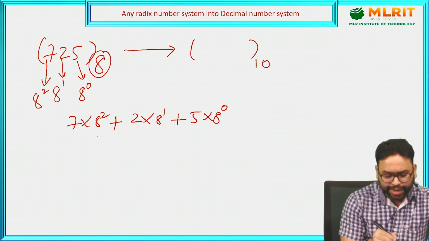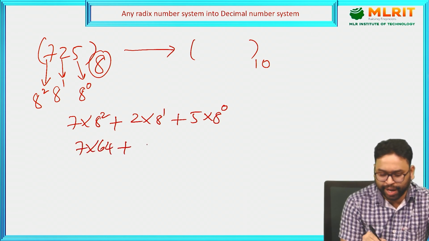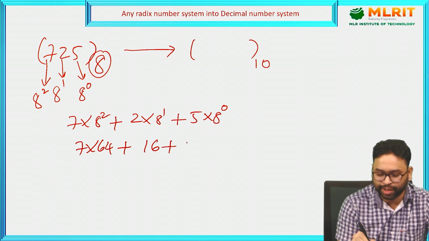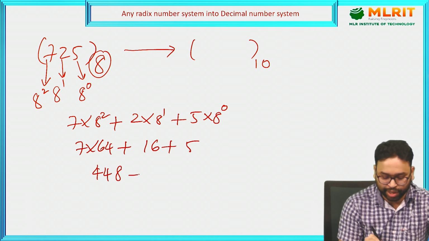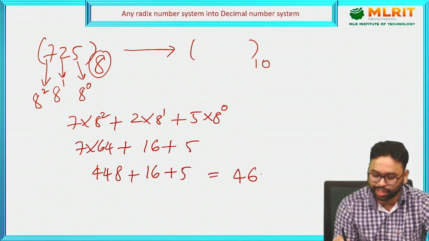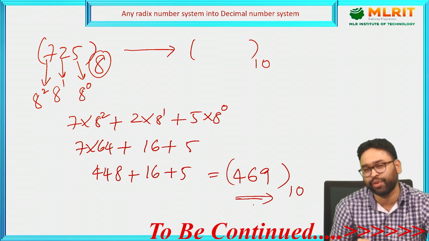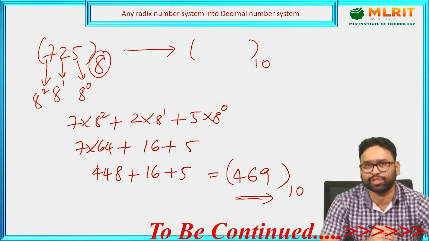8 square is 64. Let's write it again: 7 times 64, plus 2 times 8, which is 16, plus 5 times 8 power 0. 8 power 0 is 1, so 5 times 1 is 5. 7 times 4 is 28, 7 times 6 is 42, so the resultant value is 448 plus 16 plus 5. If you perform the addition, the resultant value is clearly 469, represented in the decimal number system. In this way, you can convert any radix number system into the decimal number system. Okay, thank you.